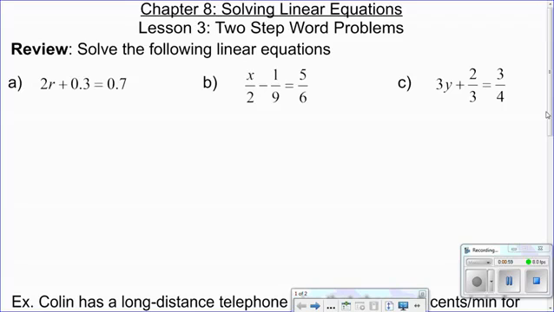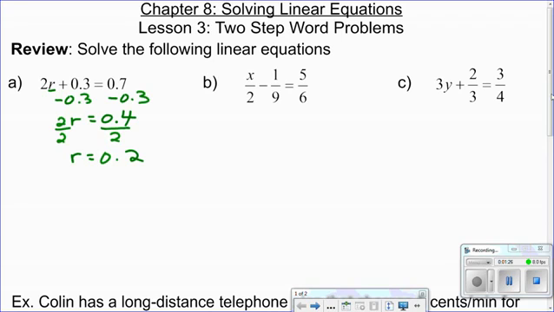So in our first example, it's already in decimal form, so we're going to isolate the variable. Our variable is r. Right now it's being multiplied by 2 and it's being added by 0.3. So I'm going to get rid of the 0.3 first by subtracting. So we get 2r equals 0.4. Opposite of times by 2 is divide by 2.